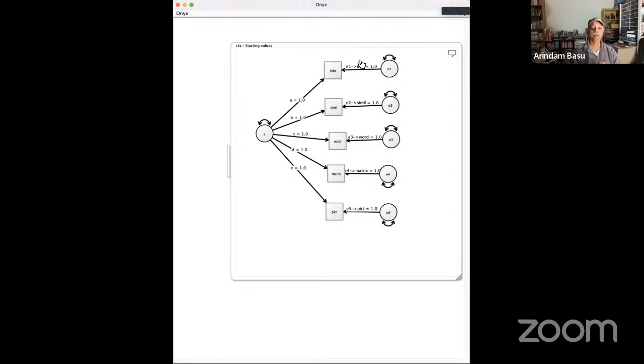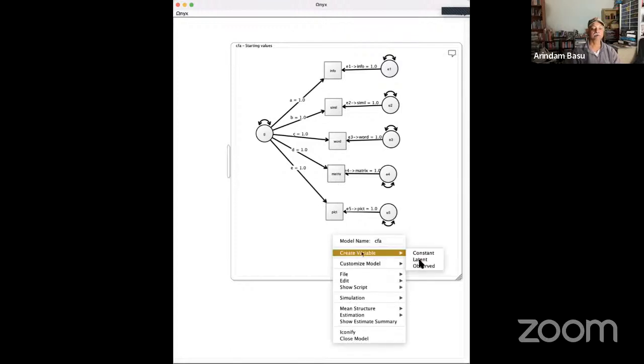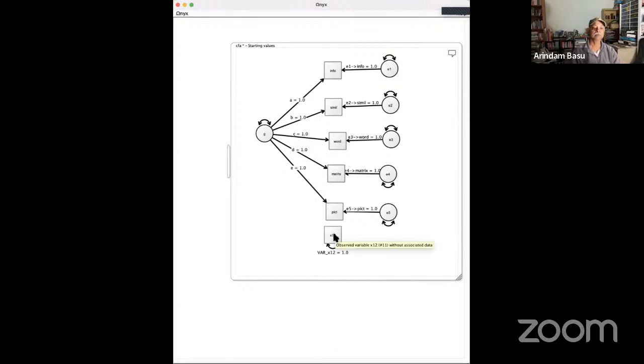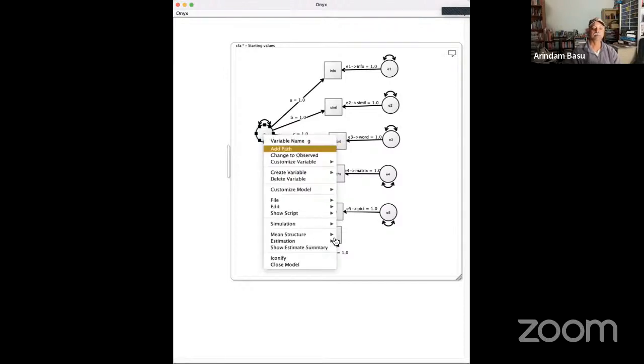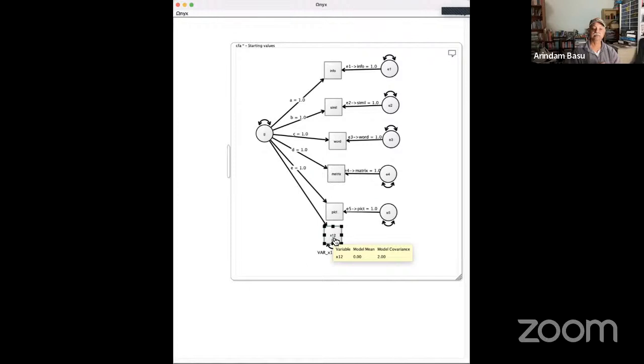So what you can do in OpenMx is you can create variables. I can right click on this, and then I can create a variable. Maybe I want to create an observed variable. It will create an observed variable. And then I can select on the latent variable because I want an arrow and add a path from the latent variable to go into my observed variable. Right click on this, add a path, add it to my observed variable, and the path gets added. And then I can tweak these path characteristics to suit my model.